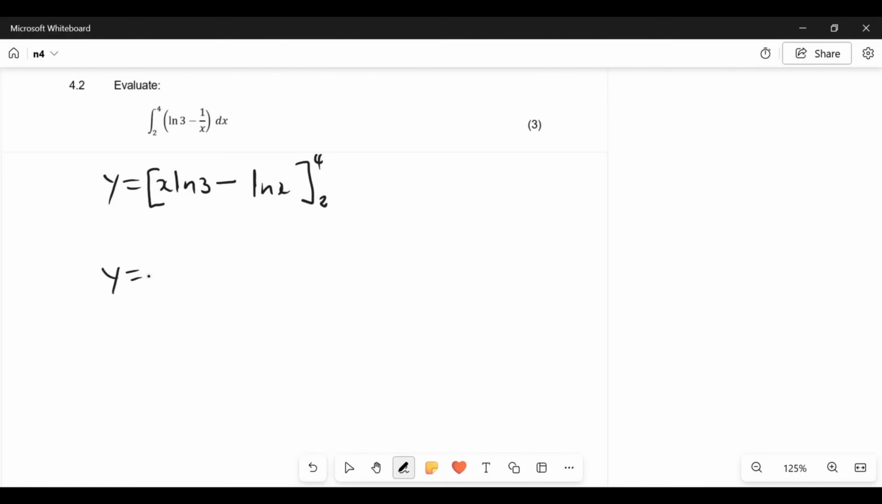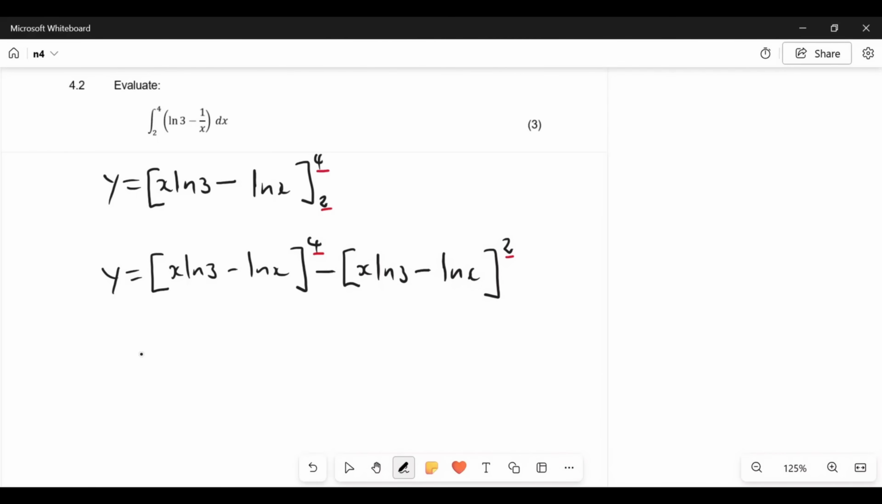We have y, which is going to be equal to open bracket, x ln 3 minus ln x. This here is for the upper limit, minus. And then the second bracket is for the lower limit, which is going to be x ln 3 minus ln x. Guys, don't confuse these limits with the powers here, right? So the limits show that the first bracket is for the upper limit and the second bracket is for the lower limit. Then we can start substituting.